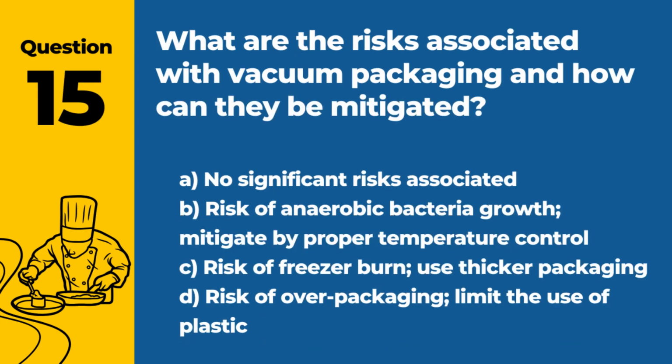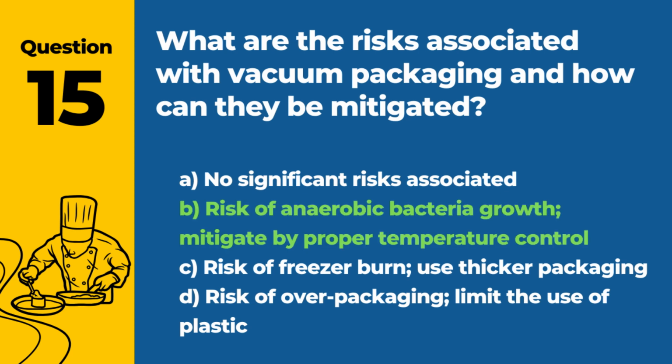Question 15. What are the risks associated with vacuum packaging and how can they be mitigated? A. No significant risks associated. B. Risk of anaerobic bacteria growth. Mitigate by proper temperature control. C. Risk of freezer burn. Use thicker packaging. D. Risk of overpackaging. Limit the use of plastic.